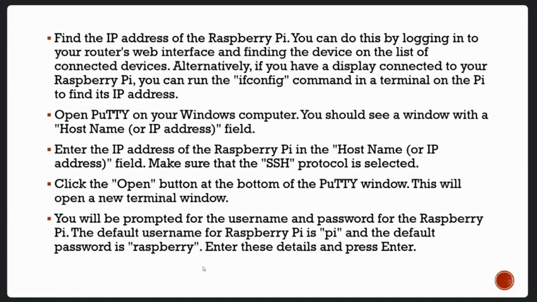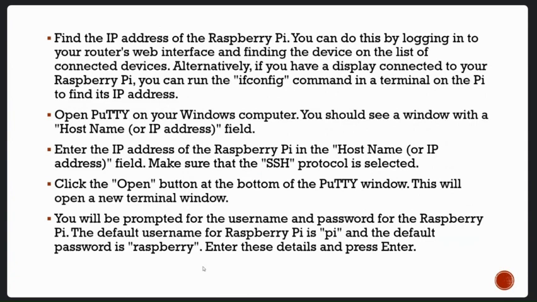Next, you have to open PuTTY on your Windows computer. You should see a window with the host name field, which is the IP address field. Enter the IP address of the Raspberry Pi in this field, and make sure that the SSH protocol is selected. Then click on the open button at the bottom of the PuTTY window. This will open a new terminal window.